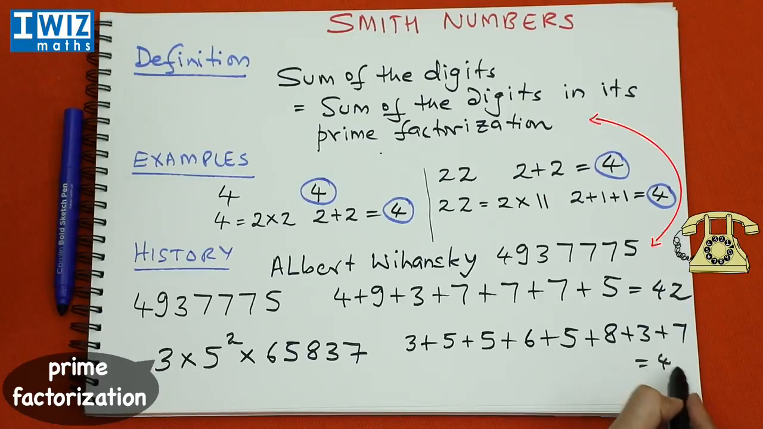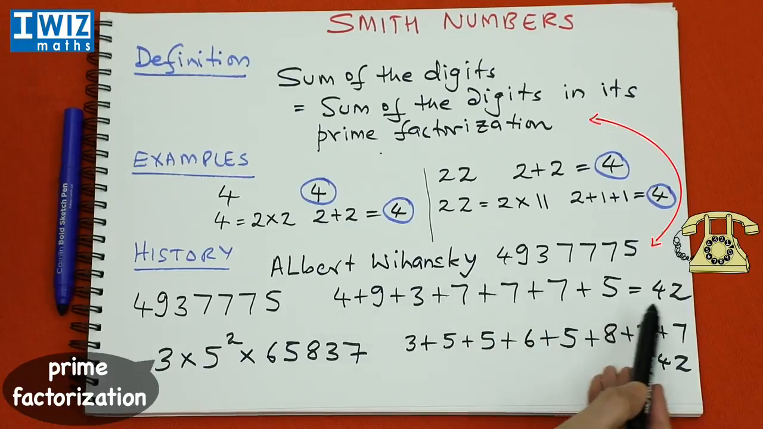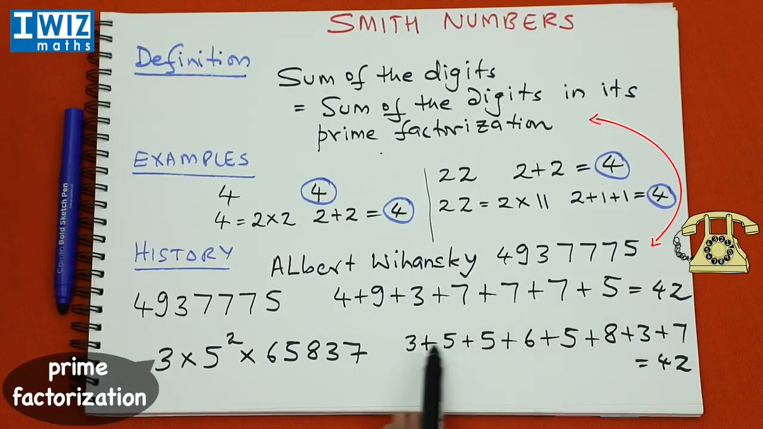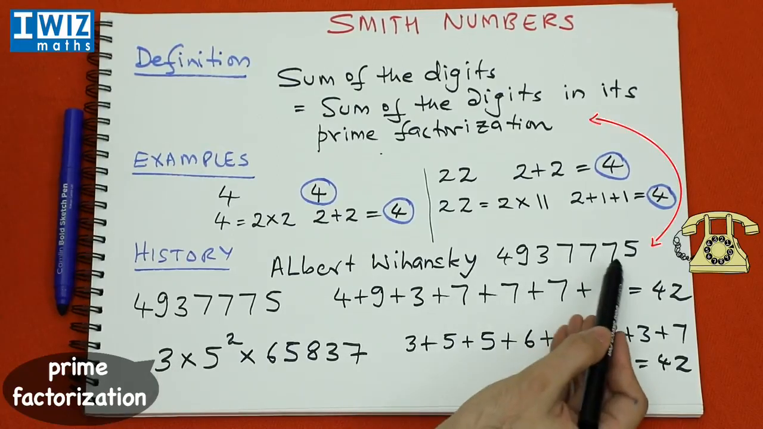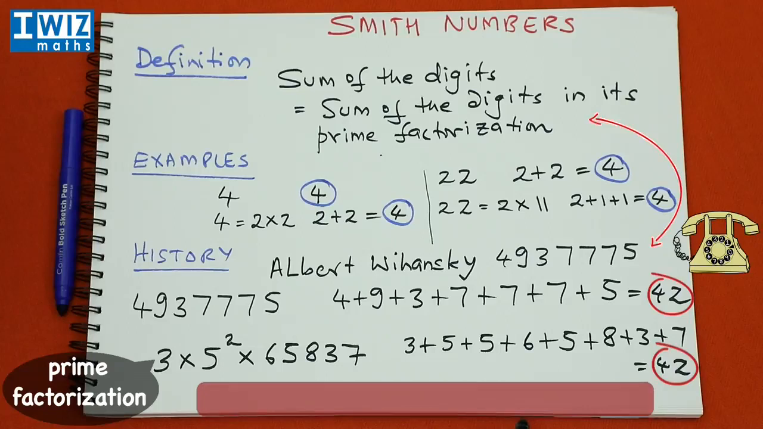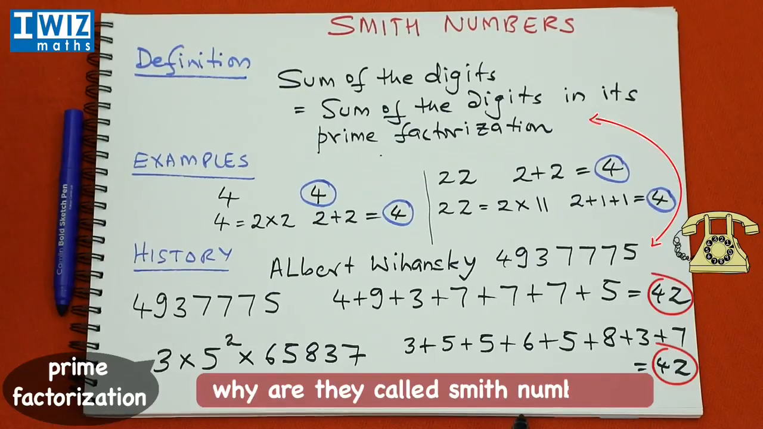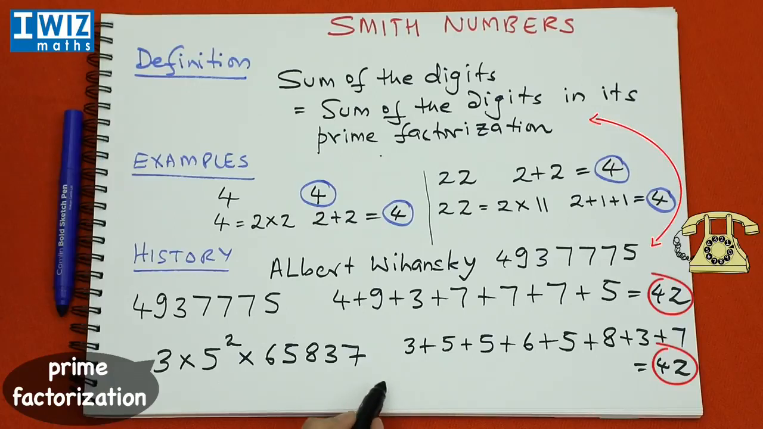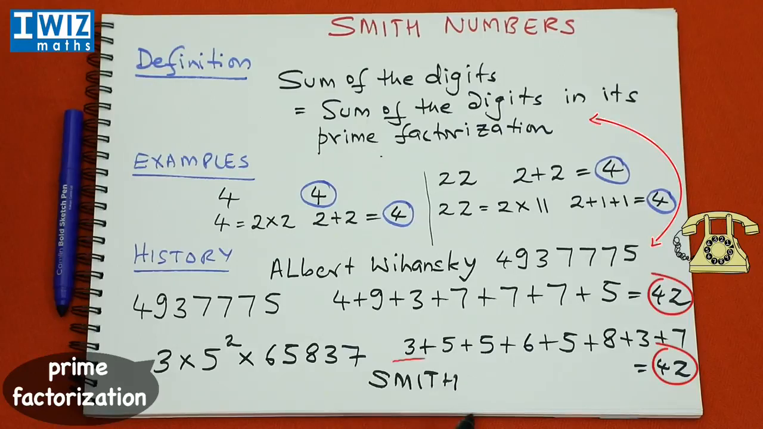equal to 42. So we see that with this particular number, the sum of the digits is 42, and the sum of the digits in the prime factorization also turns out to be 42. So this particular number is a Smith number. So now the question is, why are they called Smith numbers? And that's because Albert Wilansky's brother-in-law, whose telephone number this was, was a gentleman called Smith. And so Albert Wilansky decided to call them Smith numbers.